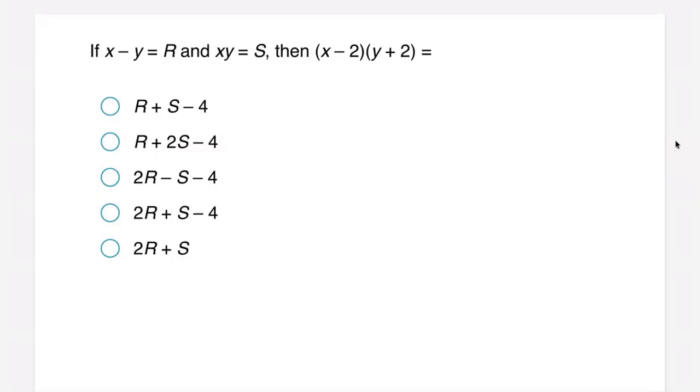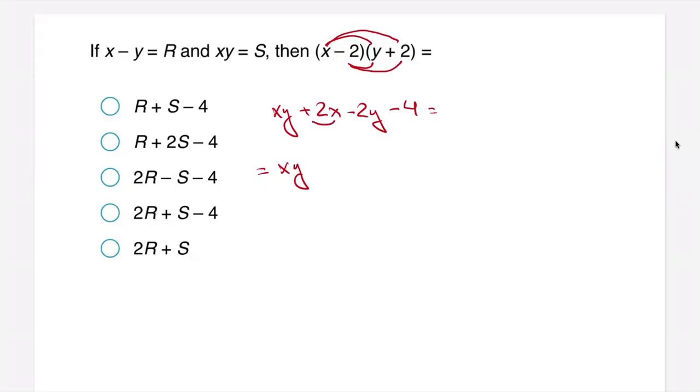Let's do it. Look, I will distribute this. So xy plus 2x minus 2y minus 4.